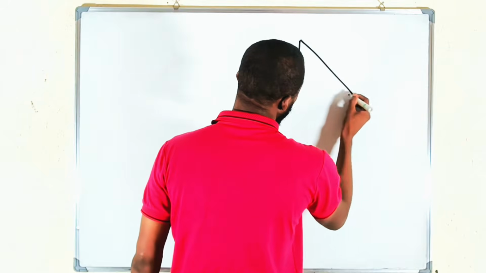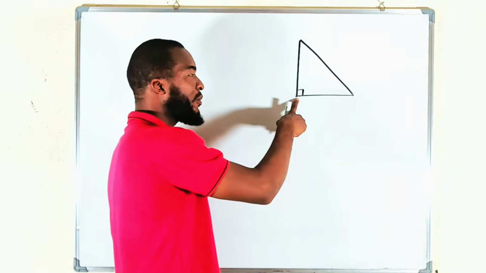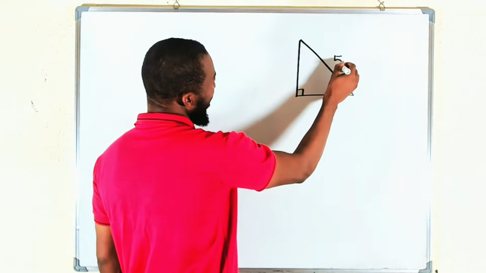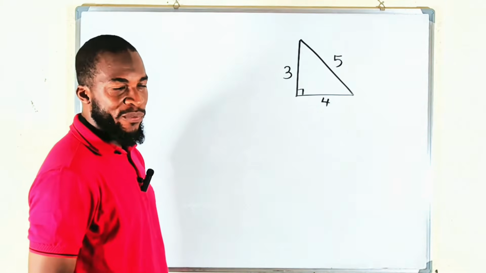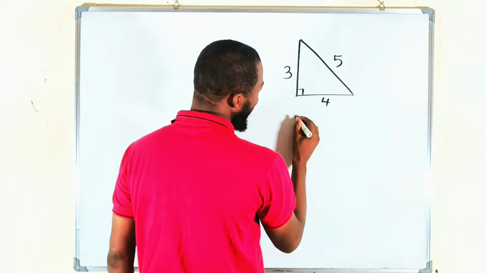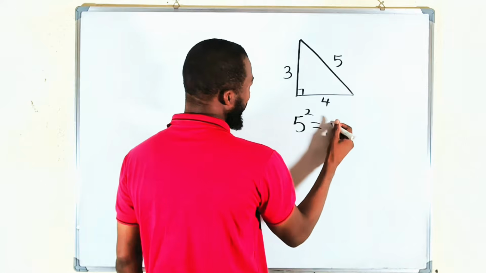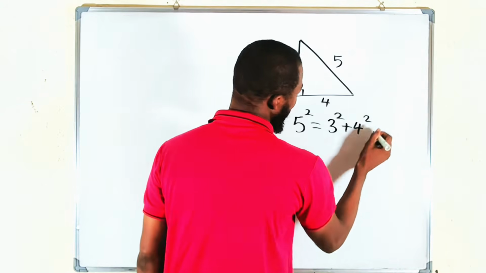If you have a right angle triangle, you know it is a triangle with one of the interior angles being 90 degrees. So if this side is 5, this is 4, this must be 3. Let me prove it for you. According to Pythagoras theorem, the hypotenuse squared is equal to the sum of the squares of the two other sides, 3 squared plus 4 squared. So let's see if this is true.